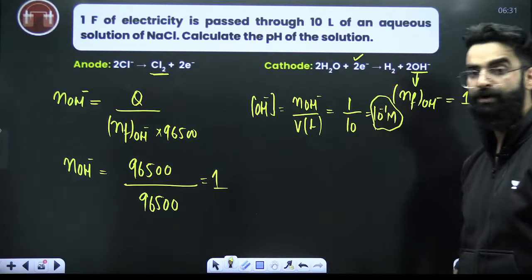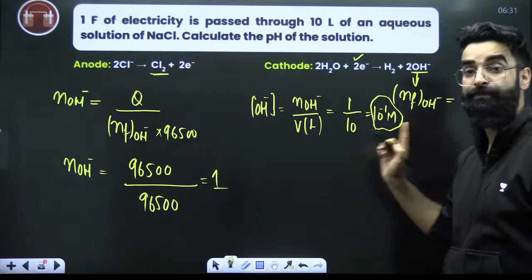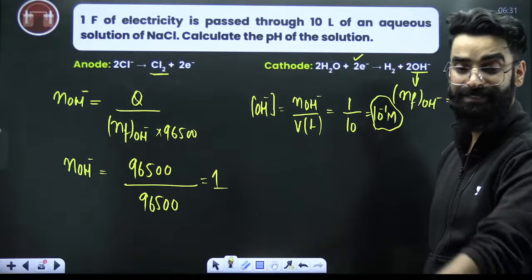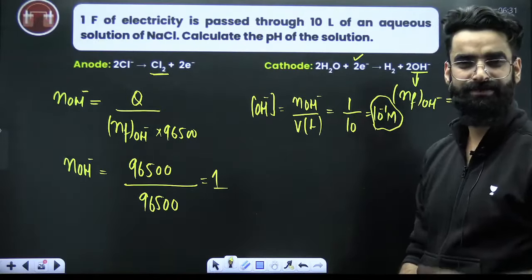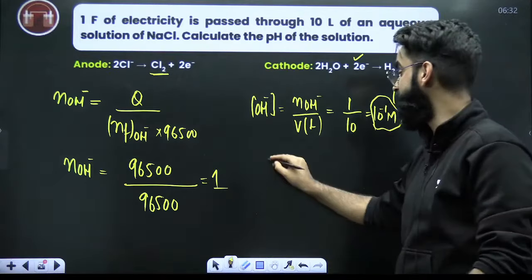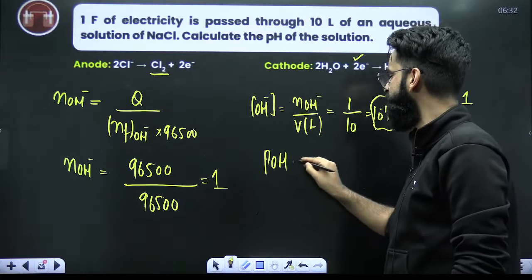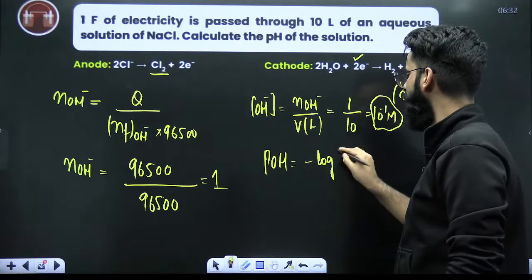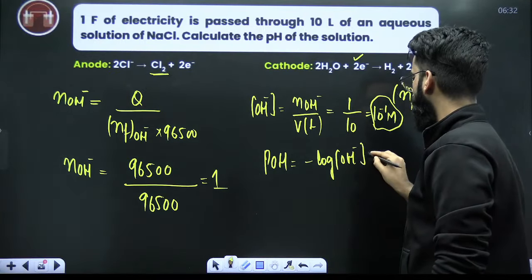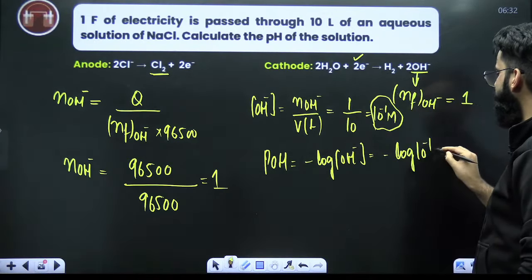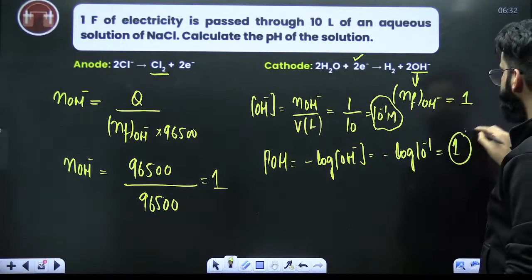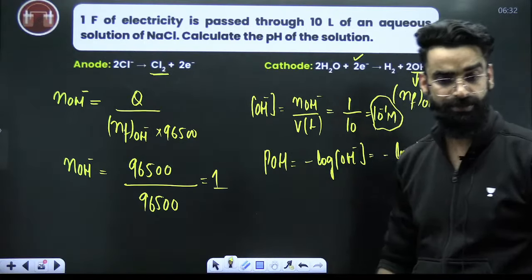10 raised power minus 1 molar. So this is the concentration of OH negative in the final solution once the electrolysis is complete. If you've got the OH negative concentration, we calculate pOH. P stands for minus log. It's minus log of OH negative concentration. So it is minus log of 10 raised power minus 1. The value comes out to be 1. So you got the pOH.